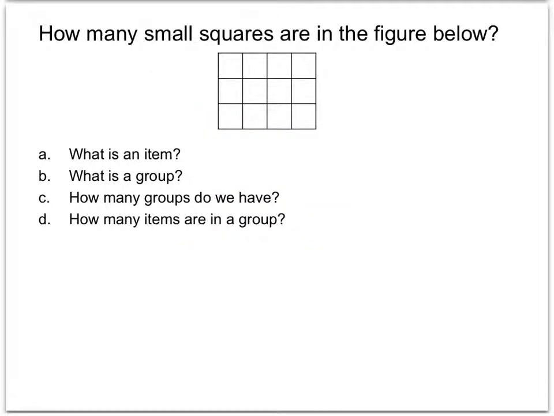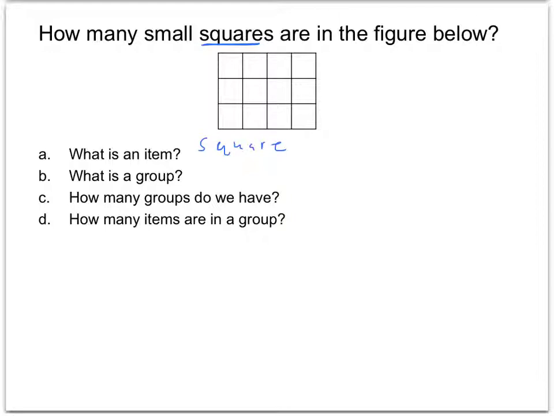So let's look at a simple geometric problem. How many small squares are in the figure below? By small square I mean one of these or these or these or these. So we could obviously count these and we'd have 12 squares, but let's look at how we could set this up. Okay. And so the first question, what is an item? Well, our question is asking how many small squares are there, so an item is a small square.